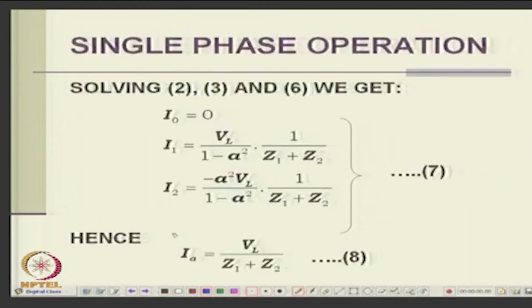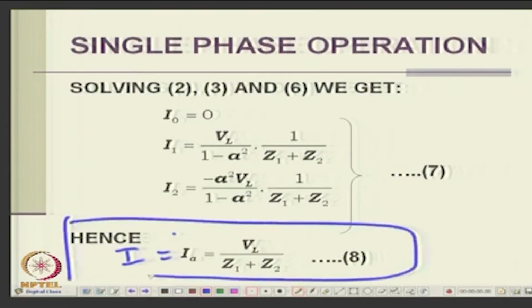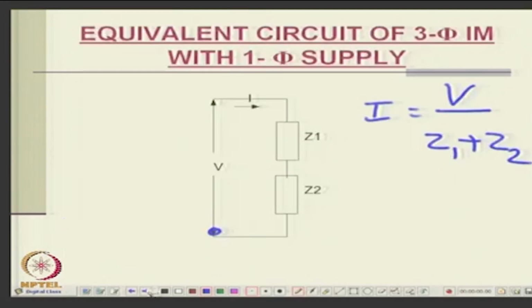Okay. So, I equal to IA, which is V line over Z1 plus Z2. Whatever you are applying, if the star connected machine has one phase disconnected, the voltage current relation will be given by VL by Z1 plus Z2, okay. So, this is the equivalent circuit of a 3 phase induction motor with single phase supply. It is a 3 phase motor with 2 windings in series.